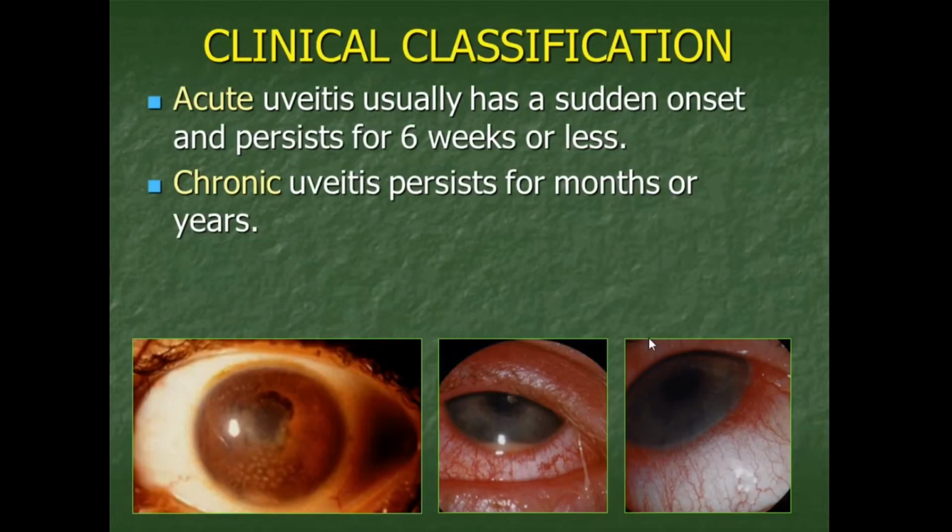Clinical classification of the uveitis: acute uveitis, which lasts less than 3 weeks, and chronic, which lasts more than 6 weeks.